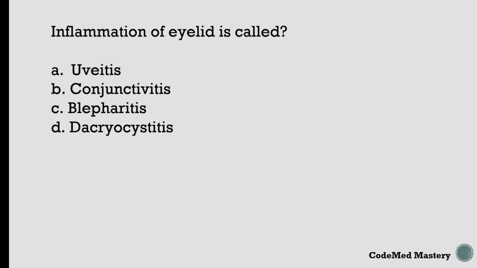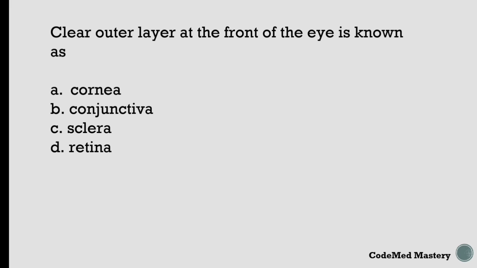Next question, inflammation of the eyelid is called option A, uveitis. Option B, conjunctivitis. Option C, blepharitis. Option D, dacryocystitis. The right answer is option C, blepharitis. Next question, the clear outer layer at the front of the eye is known as option A, cornea. Option B, conjunctiva. Option C, sclera. Option D, retina. The right answer is option A, cornea.